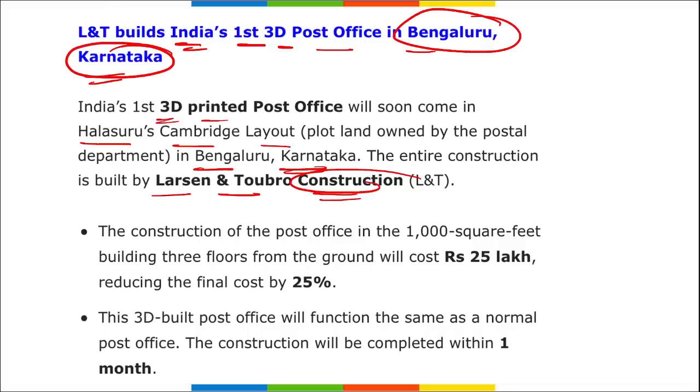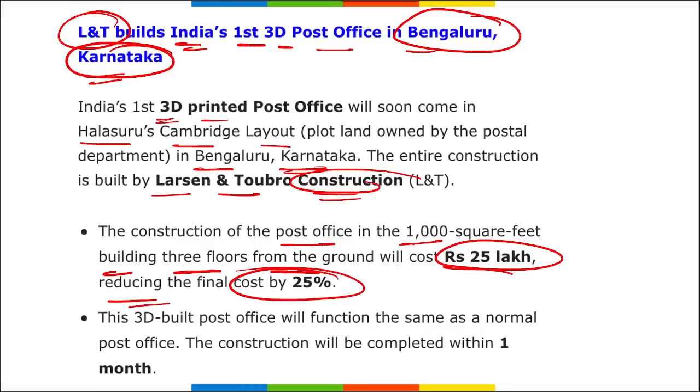Second question, which company built India's first 3D printed post office? It was L&T, that is Larsen and Toubro, who built this 3D printed post office in Bangalore, Karnataka. The construction of the post office is in a 1000 square feet building, 3 floors from the ground, and will cost 25 lakh, reducing the final cost by 25%.